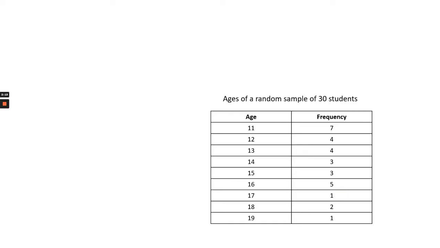So here's our table again, and we want to calculate the mode. The mode is the most common value, and with this table it's so easy. The frequency tells us how many of each age we have, right? So the mode, the most common, has to just be 11. 7 is the biggest frequency. Easy as that. This table makes that so simple. The mode is 11. Done.